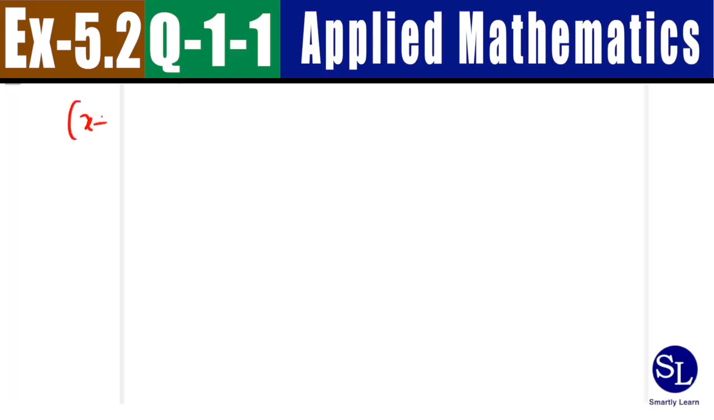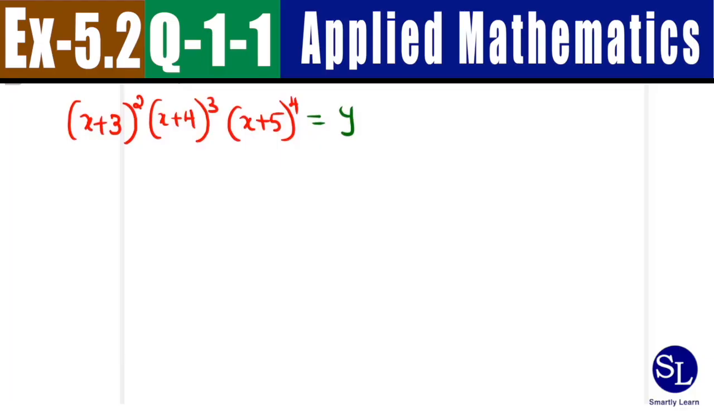This is (x plus 3) the whole square into (x plus 4) the whole cube into (x plus 5) the whole power 4. If you directly apply chain rule here with uv, this is going to be very complex. So let's first assign a variable to this as y. Now I'm going to take logarithm on both sides.